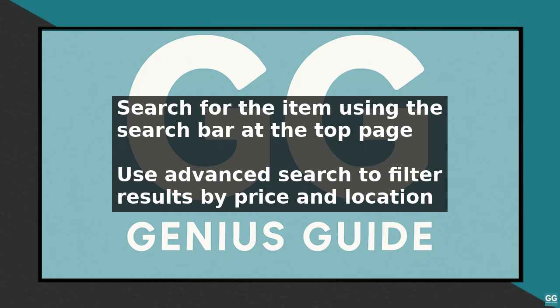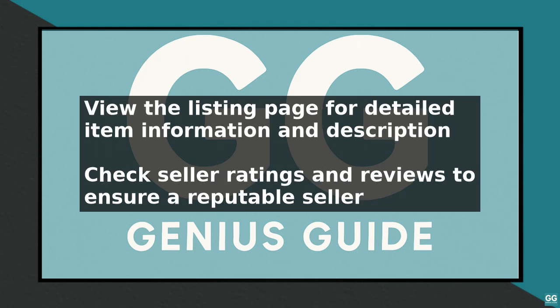Click on the Buy It Now button to purchase the item immediately, or place a bid if the item is up for auction. If you choose to bid, you will need to enter your maximum bid amount and confirm your bid. The bidding process typically lasts for several days, and the highest bidder wins the item.